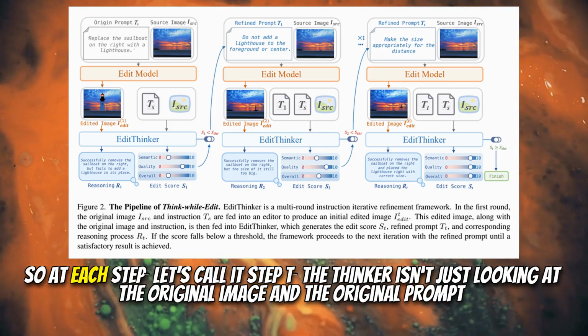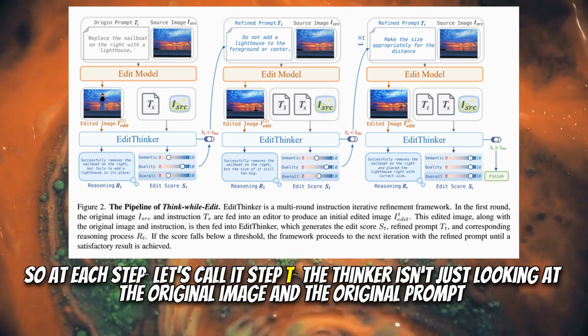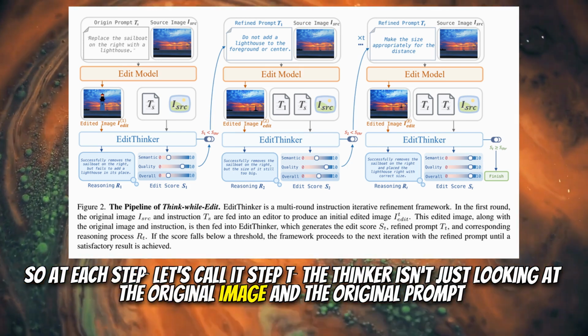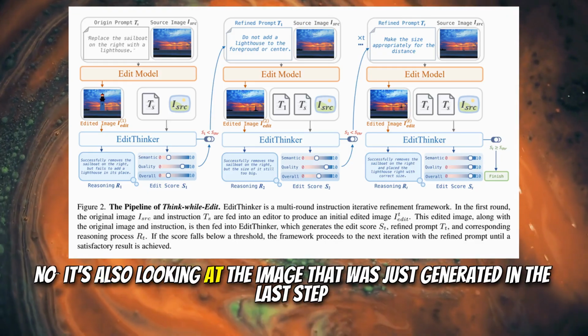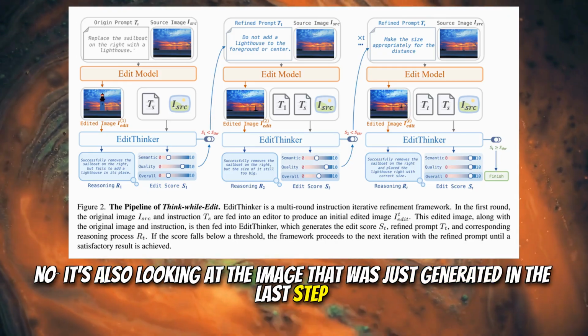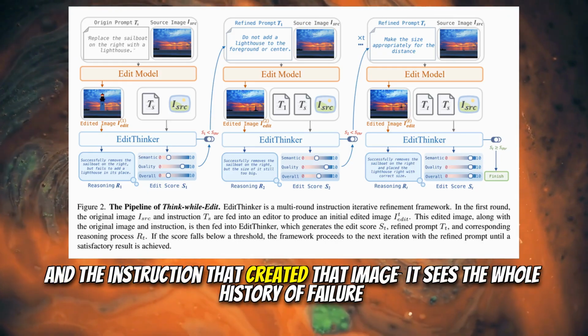And to do that, it needs a lot of context. And that context is what drives the iteration. So at each step, let's call it step T, the thinker isn't just looking at the original image and the original prompt. No, it's also looking at the image that was just generated in the last step and the instruction that created that image.